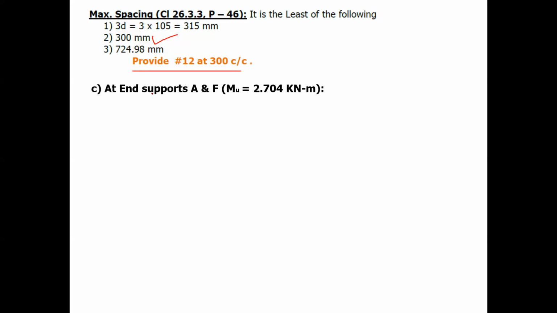Okay, next take down. At end supports A and F, Mu is equal to 2.7 kilonewton meter, right? You can just check it out in the figure. Yes, sir. Okay, so now calculate the AST using the Mu formula. Calculate the AST value.